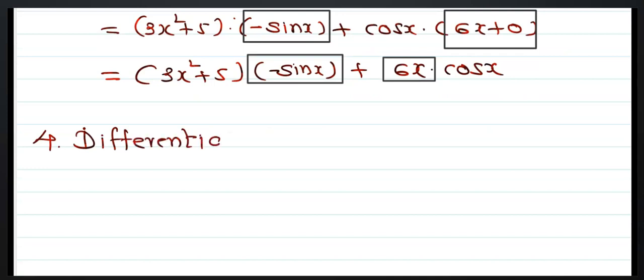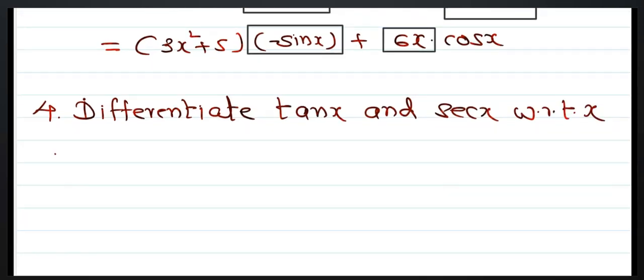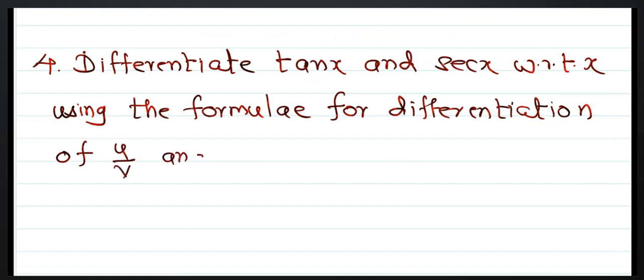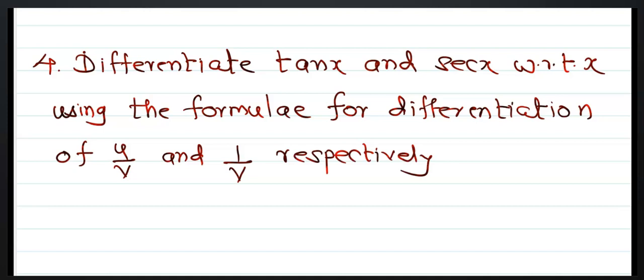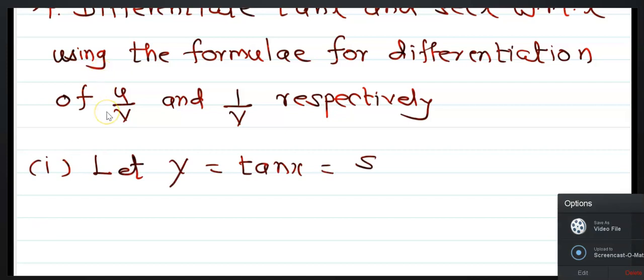Now the fourth one. Now differentiate tan of x and sec of x with respect to x using the formula of differentiation, that is u upon v and 1 upon v respectively. Now here we will apply the differentiation of u upon v only, in this case, and not 1 upon v.